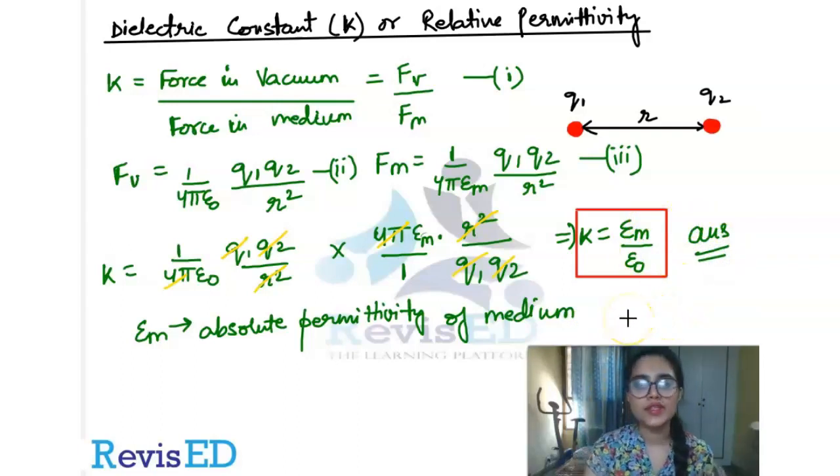In the next session we are going to see how Coulomb's law changes when we use this relation in the Coulomb's law formula. Till then, you should revise what we have done till now. This was a very simple and interesting derivation where you got to see what relative permittivity and dielectric constant are. Okay, this was all for today. Thank you.